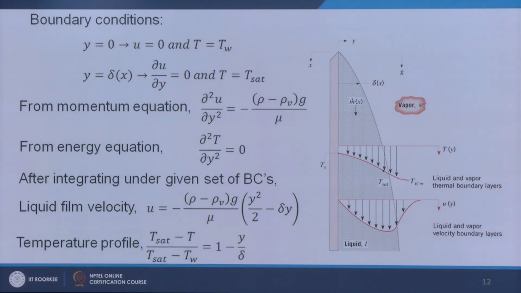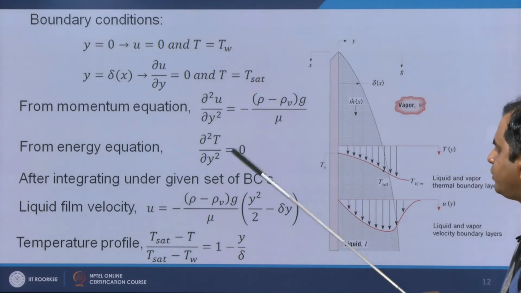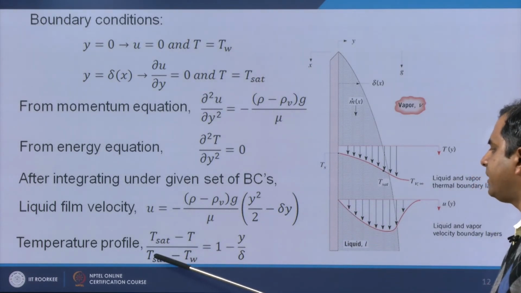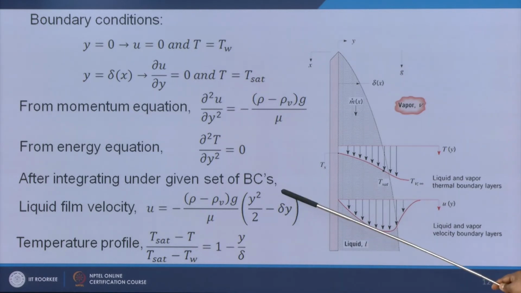And on the other hand, for the temperature profile, using these two temperature boundary conditions and this equation, we get (T sat minus T) by (T sat minus T w) equals 1 minus y by delta. So, it will be a sort of linear profile, continuously increasing. So, we have got the liquid film velocity profile and temperature profile for the condensate in this fashion.